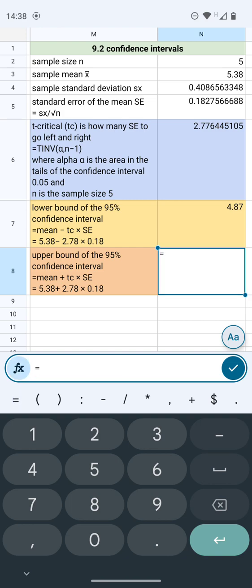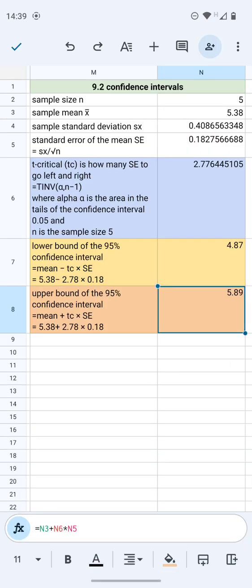Then I'm going to calculate the upper bound for the 95% confidence interval. I start with the mean, and now I go up, plus the standard error again, times the t-critical. The order doesn't matter since this is math. N5 times N6 is the same as N6 times N5. It's commutative. By the way, this product of the standard error and t-critical is sometimes called the margin of error in some books. But I've tended to avoid adding more language.